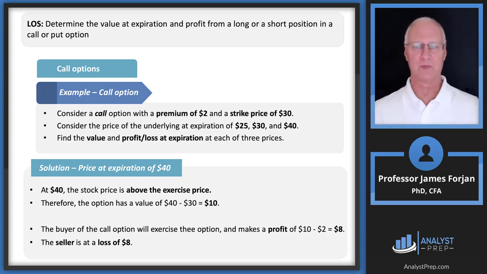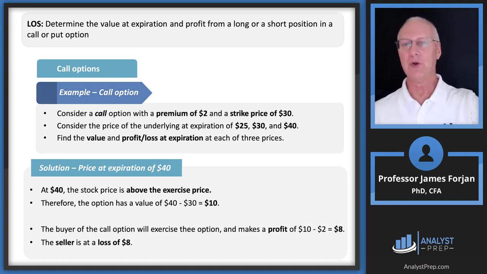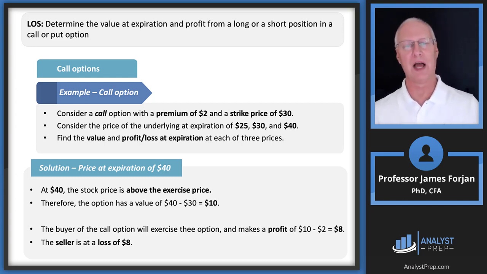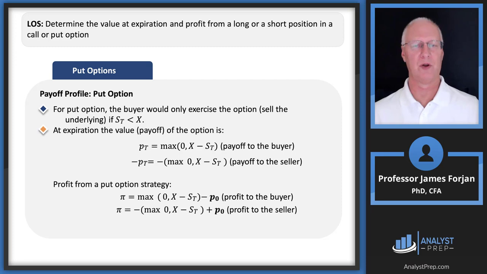So at expiration, you just take the difference between the stock price at expiration, 40, minus the exercise price of 30. So that's $10, right? So you had a value. So I reach into my pocket and I hand you $10. But you had handed me $2 months ago. So your profit is 10 minus 2, $8. And I lost $8. Once again, this is a zero-sum game.